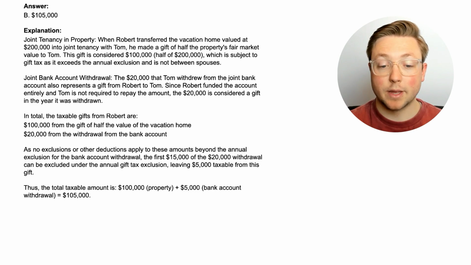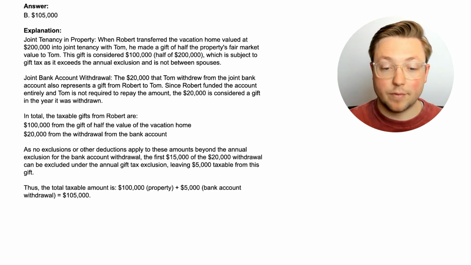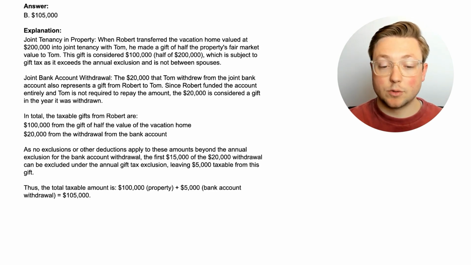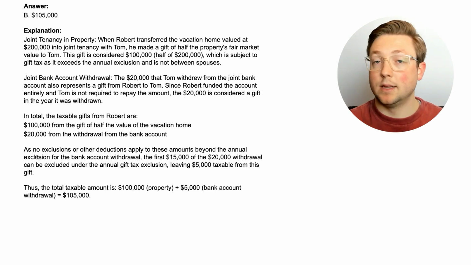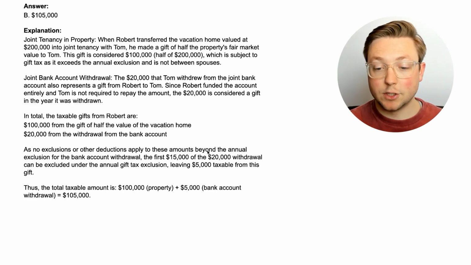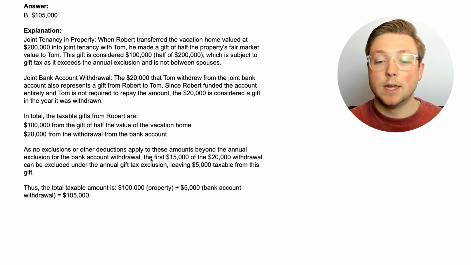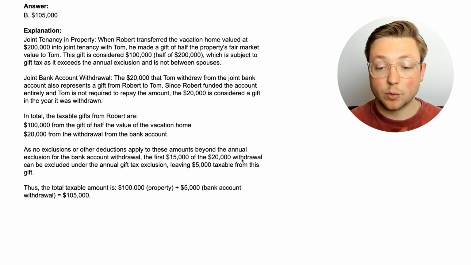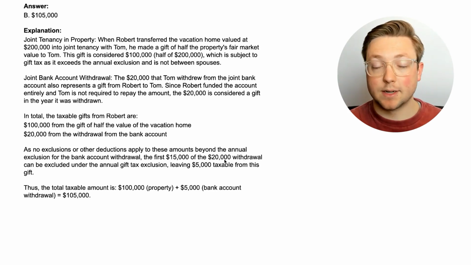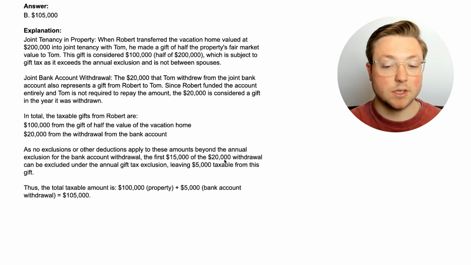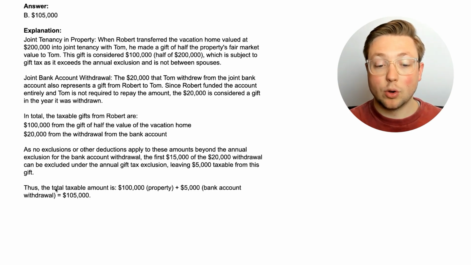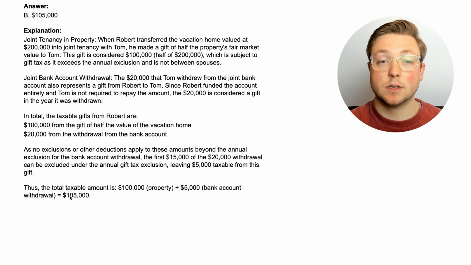In total, the taxable gifts from Robert are half of the value of the vacation home and the $20,000 upon withdrawal. And there's no other exclusions that apply in this situation other than the annual exclusion. So we subtract the $15,000 from the $20,000 withdrawal, or you could technically subtract it from the $100,000, doesn't matter, leaving you with a total of $105,000 of taxable income. So this one is probably the most confusing or complicated that it can get.